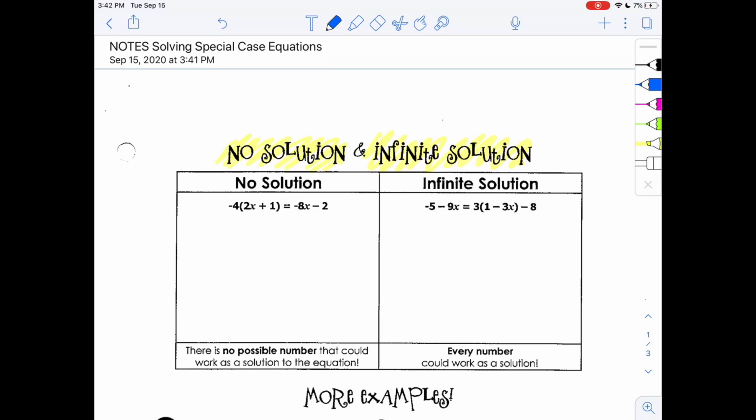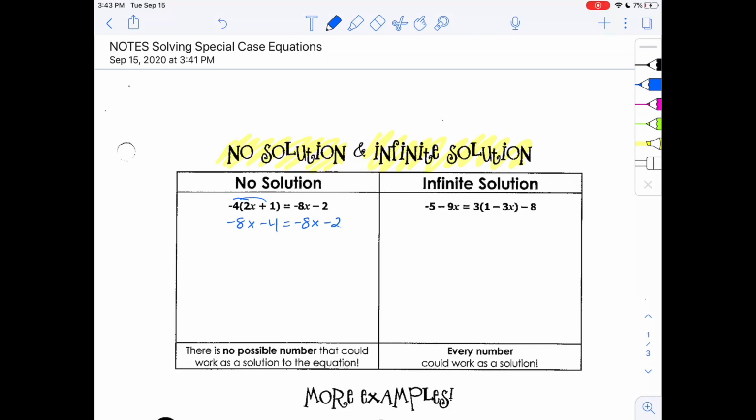When solving these equations, we still follow our multi-step with variables on both sides steps. So looking at the left side of our table, we're going to start by distributing -4 to everything inside the parentheses, which would result in -8x minus 4 equals -8x minus 2. Our next step is to combine like terms. Taking a look at our left and right side, we do not have any like terms to combine.